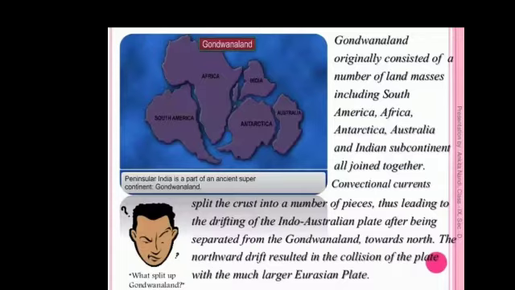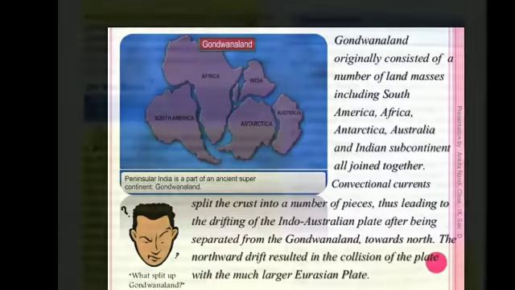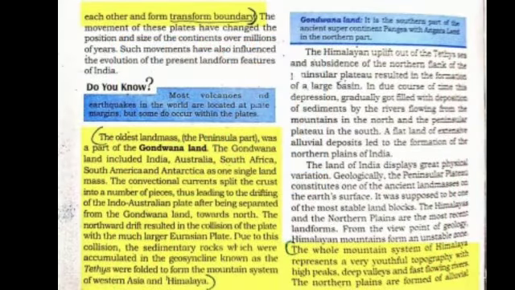The convectional currents split the crust into a number of pieces, thus leading to the drifting of the Indo-Australian plate. After being separated from Gondwanaland, the northward drift resulted in the collision of the plate with the much larger Eurasian plate. That means the Australian plate moves northward and the Eurasian plate moves southward.